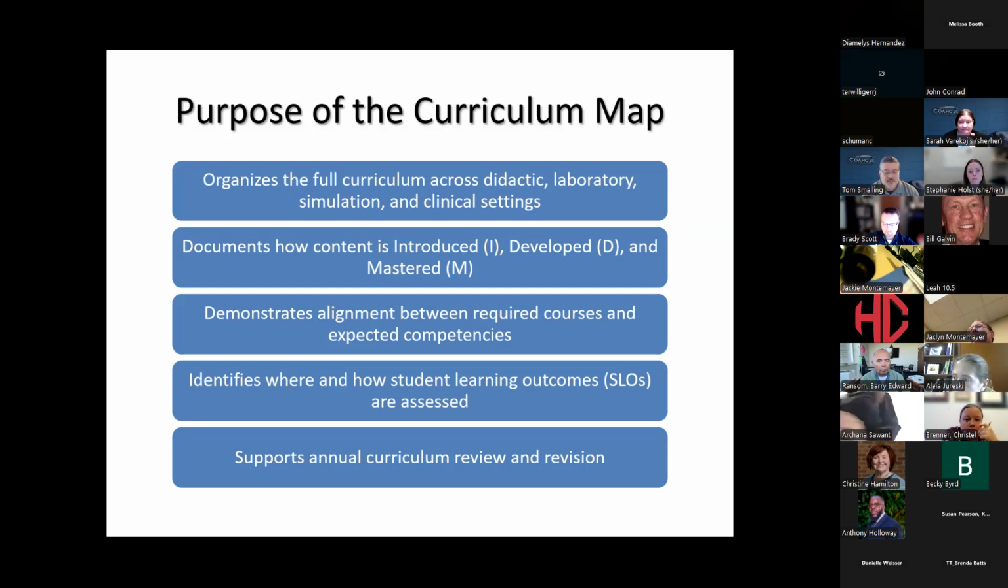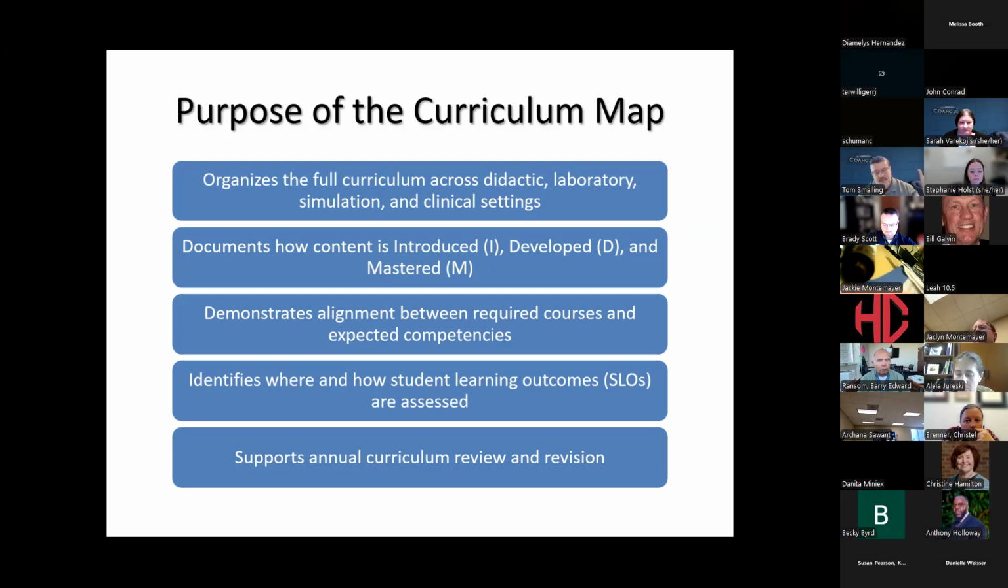It documents where content is introduced, developed, and mastered. It aligns courses with competencies and outcomes. Competencies are at the very beginning, and your outcomes are your output. It's going to align all of that, and it also documents how learning is assessed.